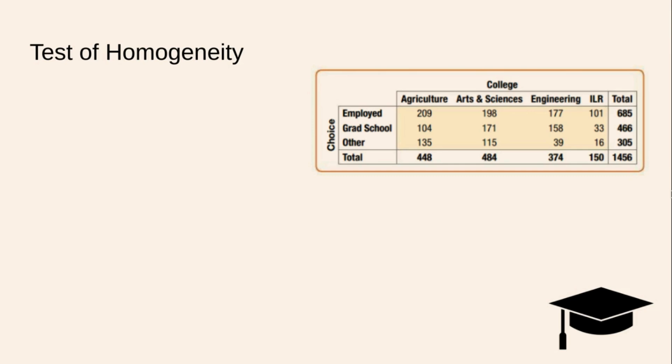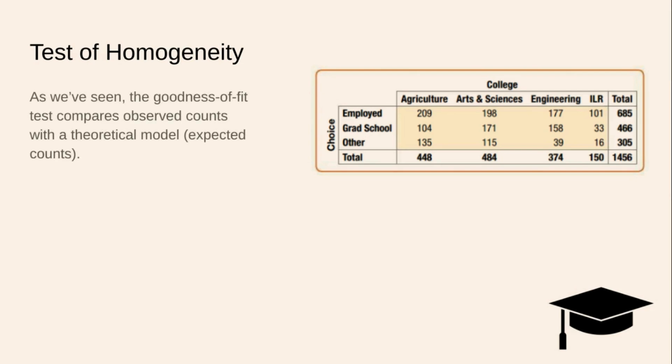We're going to be talking about the test for homogeneity. As we've seen in our last section, Chapter 25, Part 1, the goodness of fit test compares observed counts with a theoretical model, which we refer to as the expected counts.